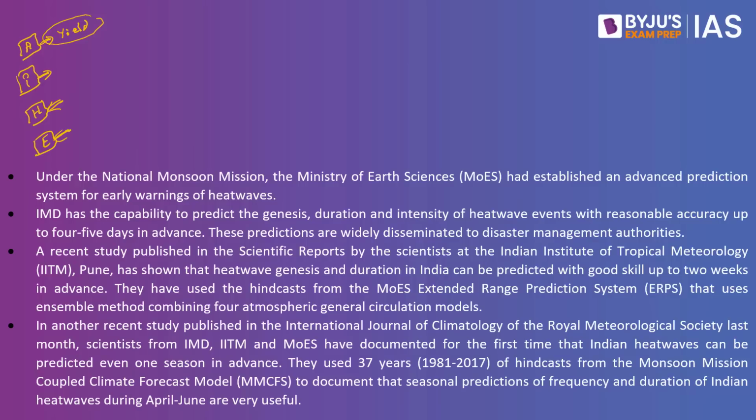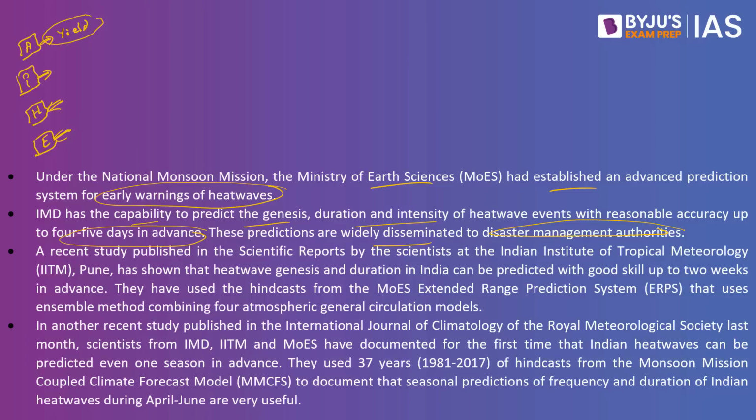So in order to overcome all these issues, under the National Monsoon Mission, the Ministry of Earth Sciences has established an advanced prediction system for early warnings of heat waves. The Indian Meteorological Department also has the capability to predict the genesis, duration, and intensity of heat events with reasonable accuracy up to 5 days. These predictions are widely disseminated to the disaster management authorities. So we already have the Indian Meteorological Department. We also have the local bodies as well. These would be able to mitigate the impact of the heat waves.